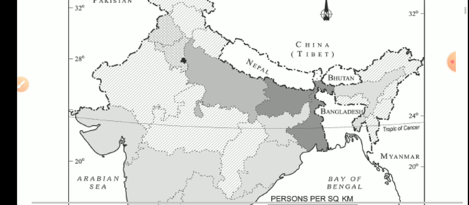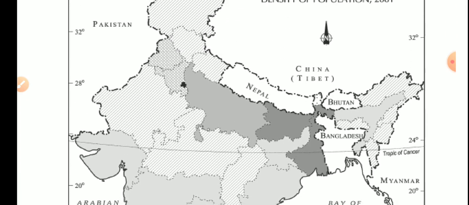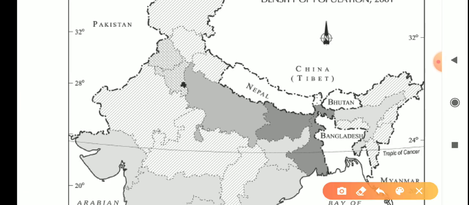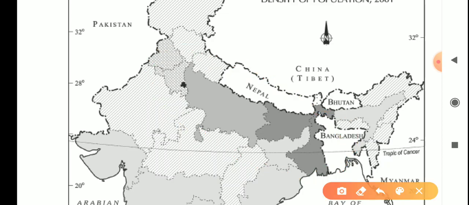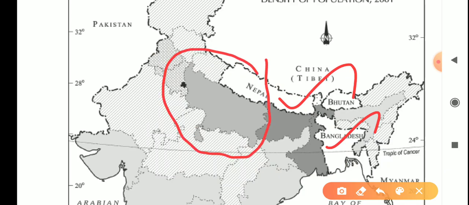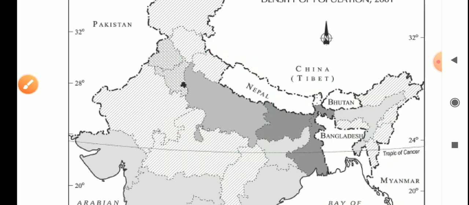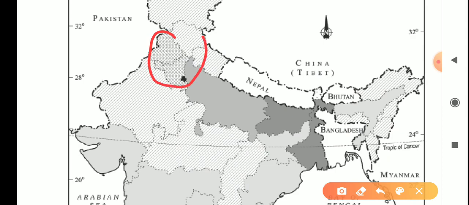So we can see, as in the previous figure, that this area is densely populated. This is density, the number of persons per square kilometer. West Bengal and Bihar have high density because they have low area and high population. UP has high population, but the area is also large, that's why the blue shading is lighter. Punjab and Haryana have low population and less area, so that's a lighter shade.